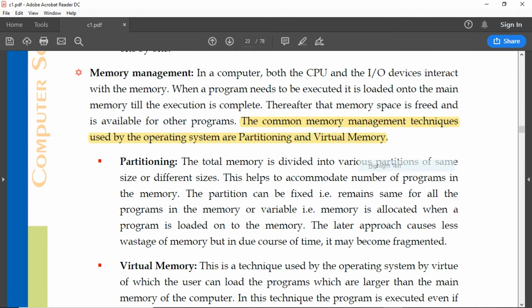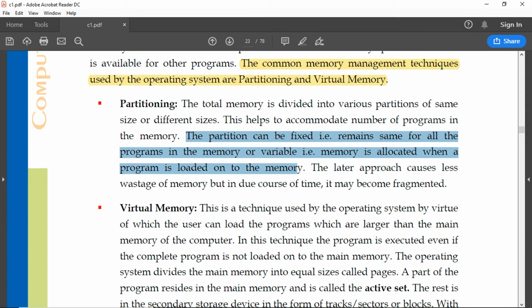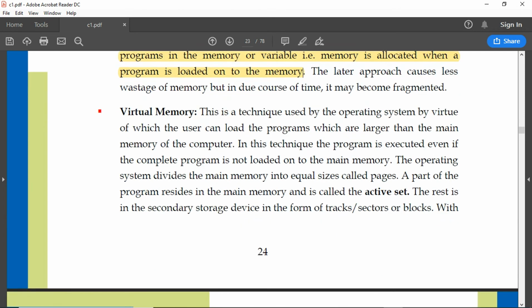Partitioning: the total memory is divided into various partitions of the same size or different sizes. This helps to accommodate a number of programs in the memory. The partition can be fixed, i.e. remains the same for all the programs in the memory, or variable, i.e. memory is allocated when a program is loaded onto the memory. The latter approach causes less wastage of memory, but in due course of time, it may become fragmented.